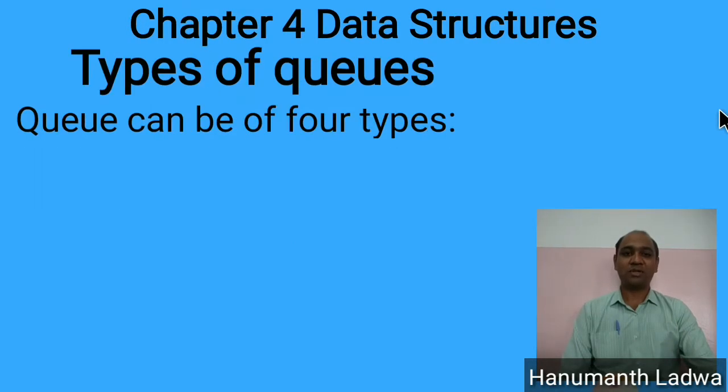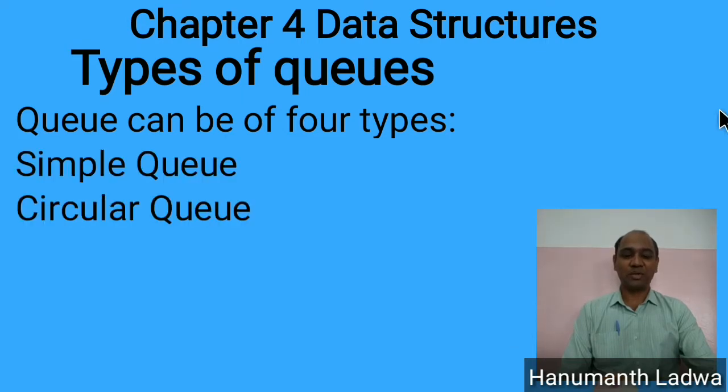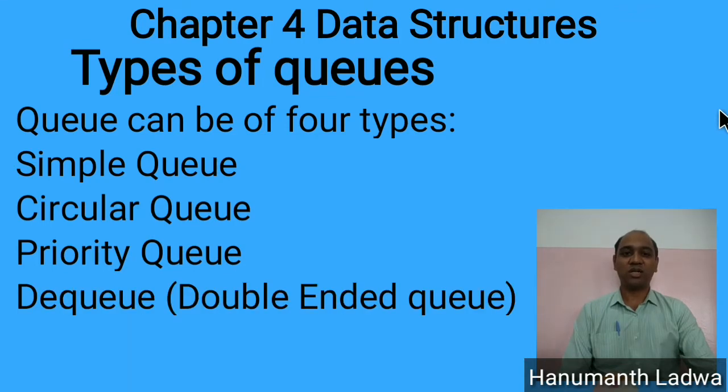Let us have the types of queues. Queues can be of four different types. The first one is the simple queue, the second one is the circular queue, the third one is the priority queue, and the fourth one is the DQ. It is also called a double-ended queue.